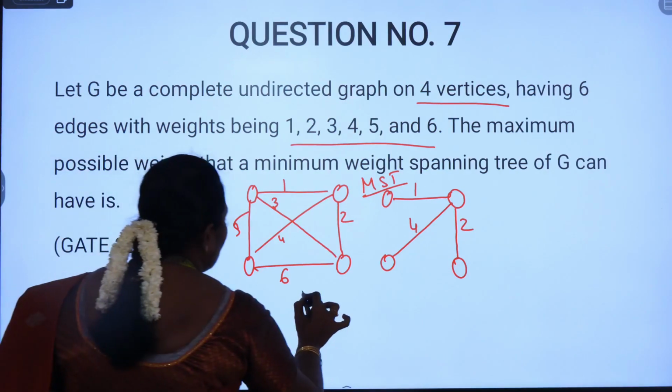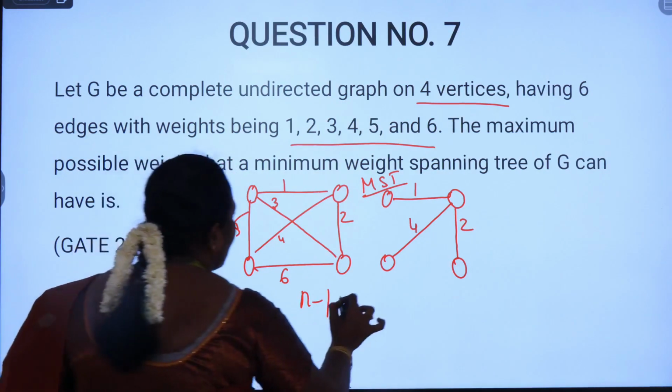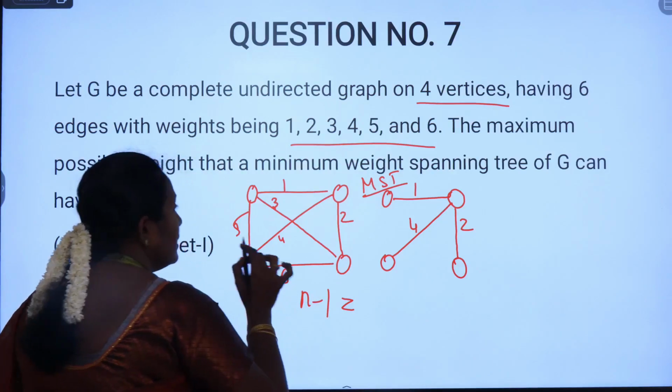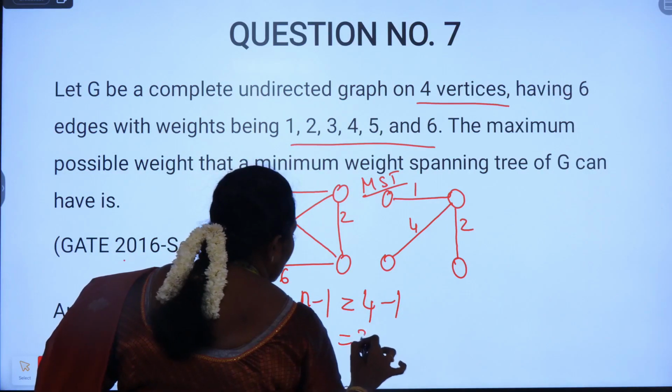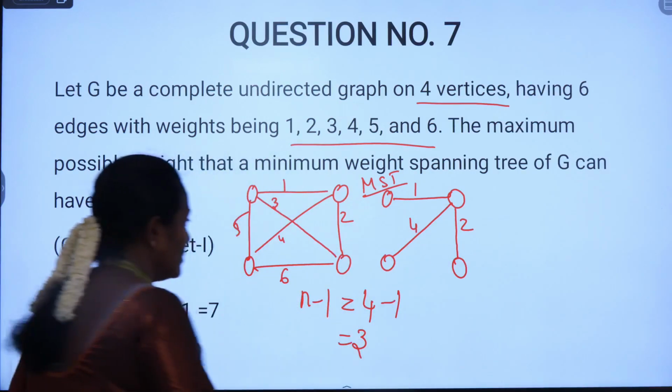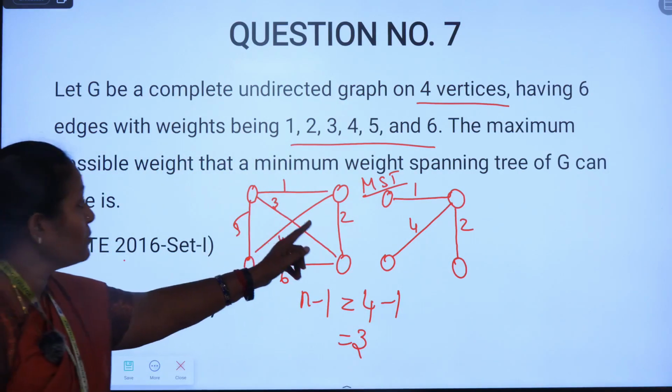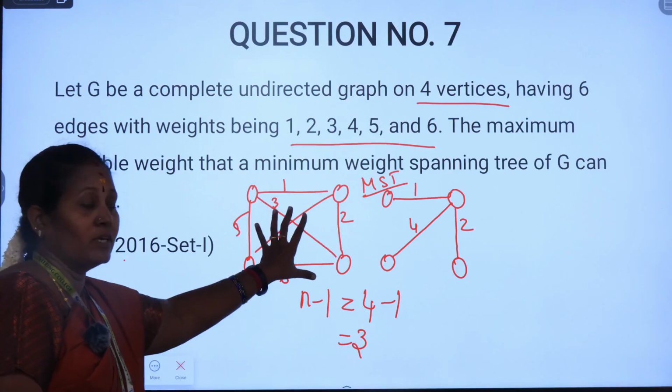So what is the condition that should be satisfied? n minus 1. What is the n here? n is the number of vertices. Number of vertices is 4, 4 minus 1 is 3. Therefore, you have 3 edges here. Therefore, this is a minimum spanning tree for this particular graph.